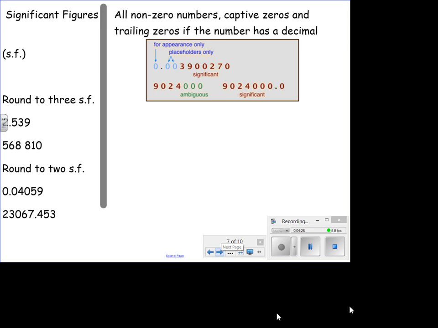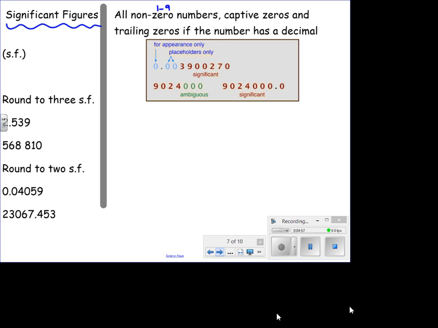Sometimes in directions, it will not always tell you to round to 2 decimal places. It will tell you to round to a certain number of significant figures. And significant figures are those numbers that are telling you exactly what numbers you need to pay attention to in the problem that you're working on, right? So they're all numbers that are non-zero numbers. So anything from 1 to 9 is considered significant.